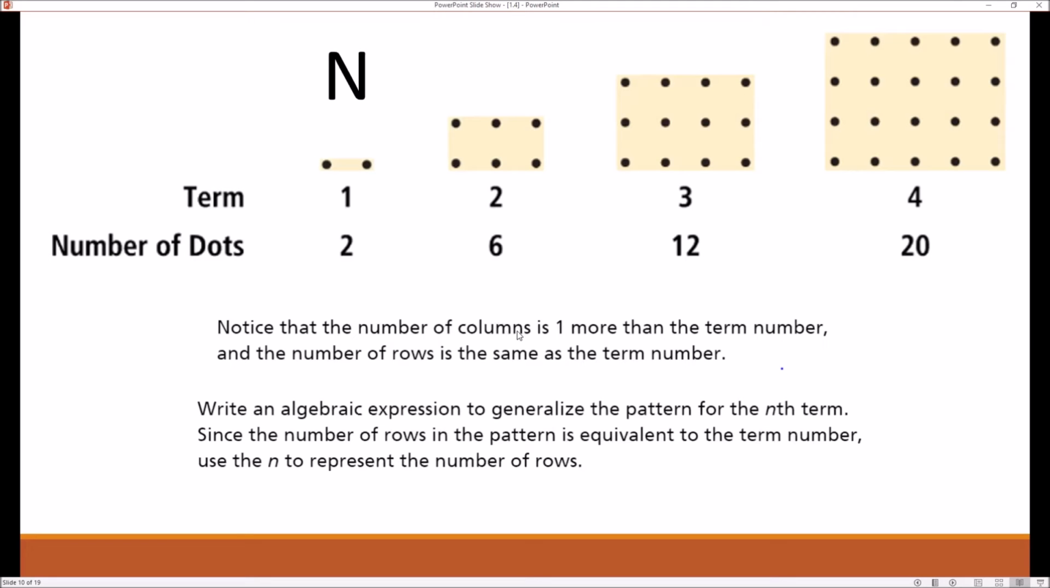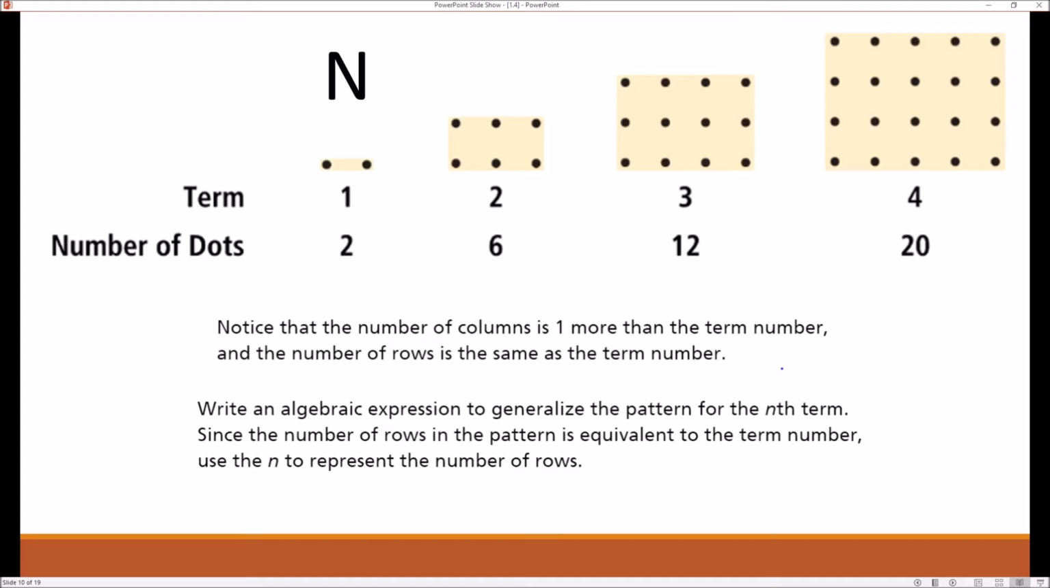So we can start looking at relationships and see if we can force a pattern out of them that we can then test on other terms. So if we can find a pattern in terms 1, 2, and 3, then for term 4 we can test that pattern, that expression, that conjecture we generate. And if the expression satisfies term 4's number of dots, we can say at this point in this course that we have used inductive reasoning to come up with a conjecture that satisfies this problem. So now we're going to look at an algebraic expression to generalize the pattern for the nth term.